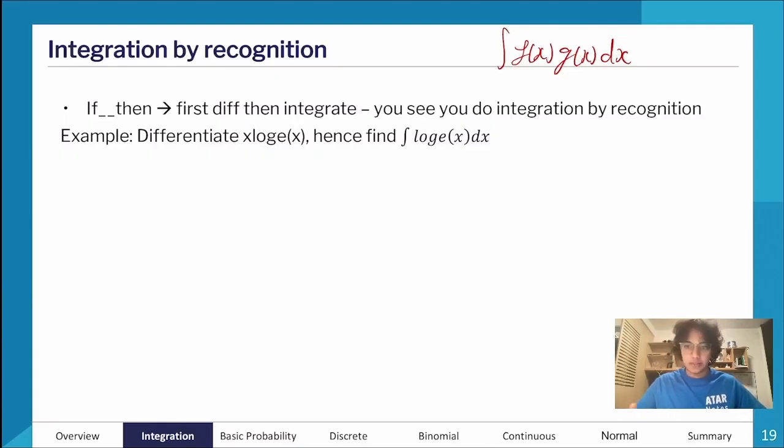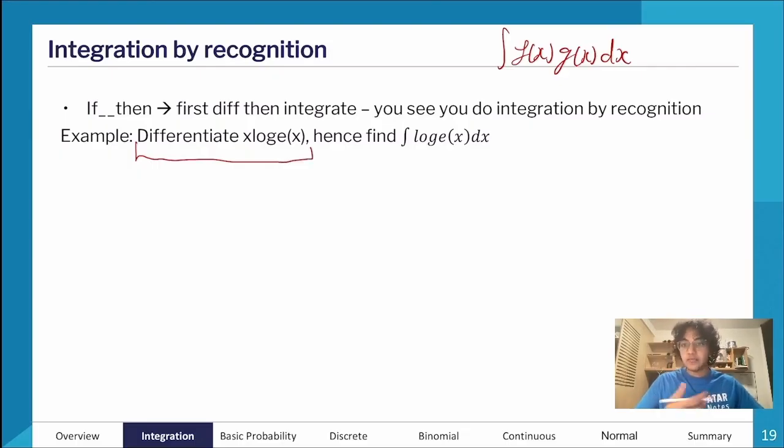Okay, so the way we do this is a technique known as integration by parts, or IBP. That's out of the scope of the Methods study design, but there is also another way to do it. The way Methods wants you to do these questions is, first they'll give you a function to differentiate, and then from there you need to work back and find a different integral.